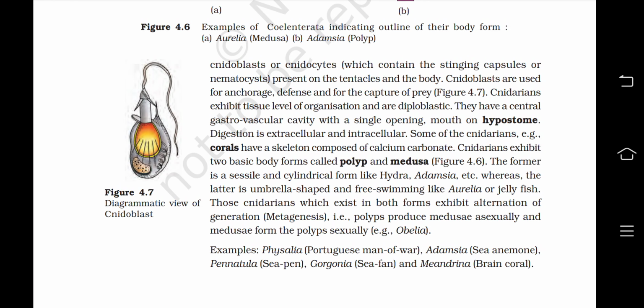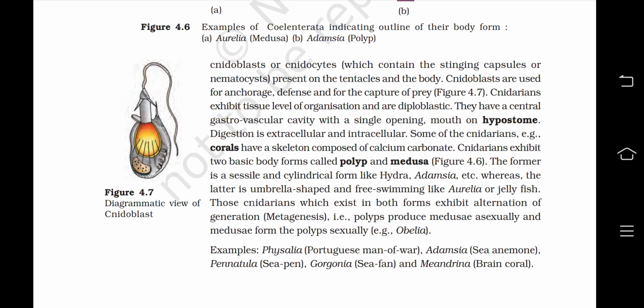Nidoblasts are used for anchorage, defense, and for the capture of prey. Figure 4.7 is the diagrammatic view of nidoblast cell, which are present on the tentacles and the body. Now, cnidarians exhibit tissue level of organization and are diploblastic. They have a central gastrovascular cavity with a single opening, mouth on hypostome. Digestion is extracellular and intracellular.